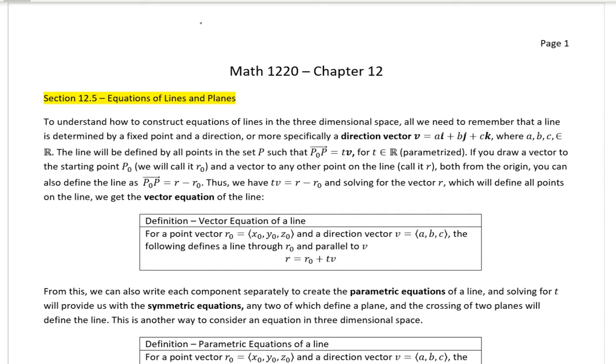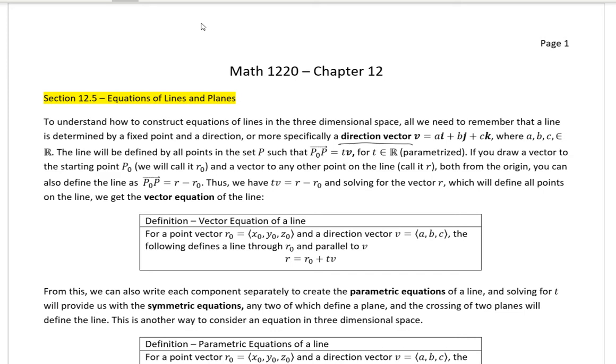Now, to talk about that, I think it's best to consider what you need to make a line. All you need to make a line is a single point and a direction. As long as you know a point and a direction to follow, then you can create an entire line. In this case, what we're going to be using is a point and also what we call a direction vector, just some vector v with components a, b, and c.